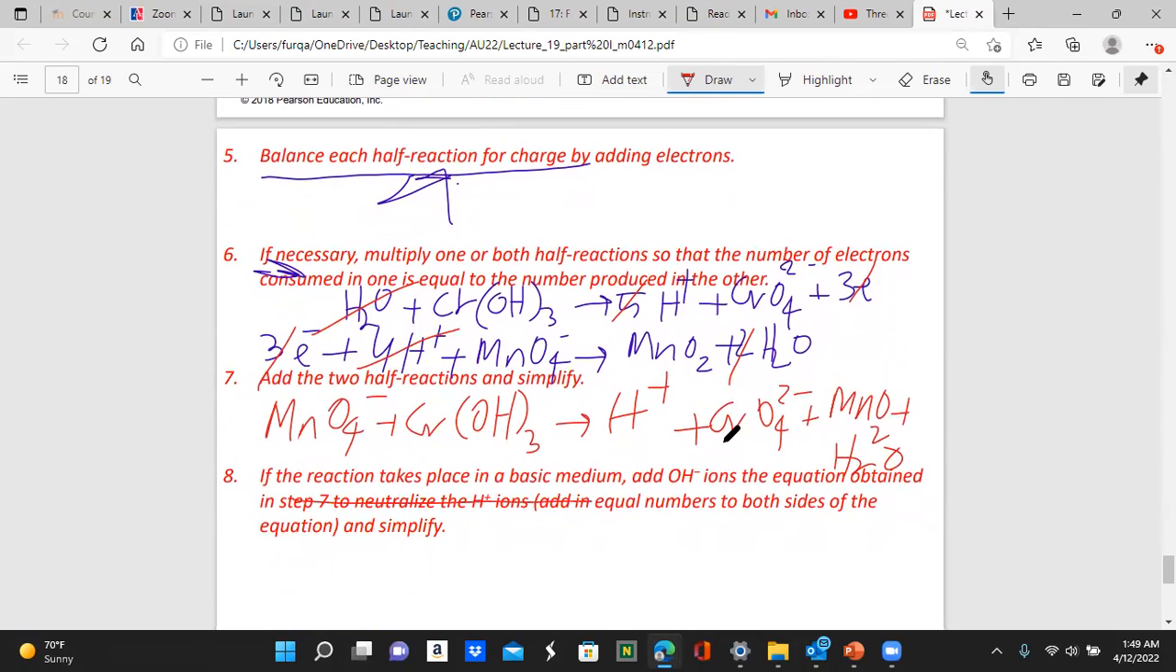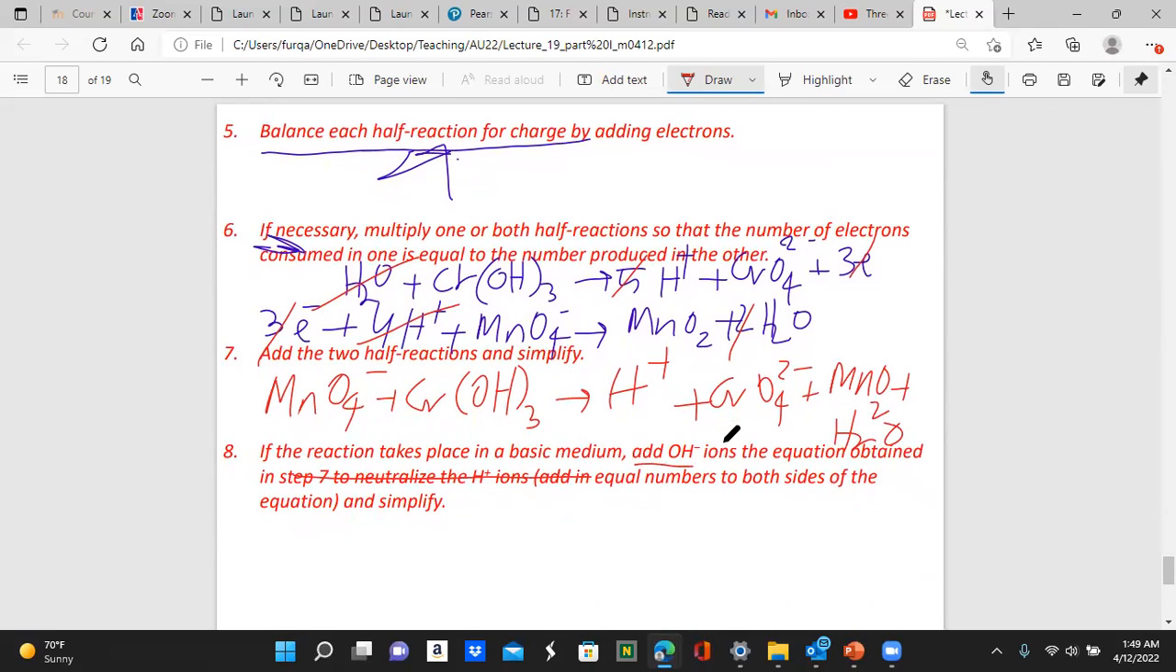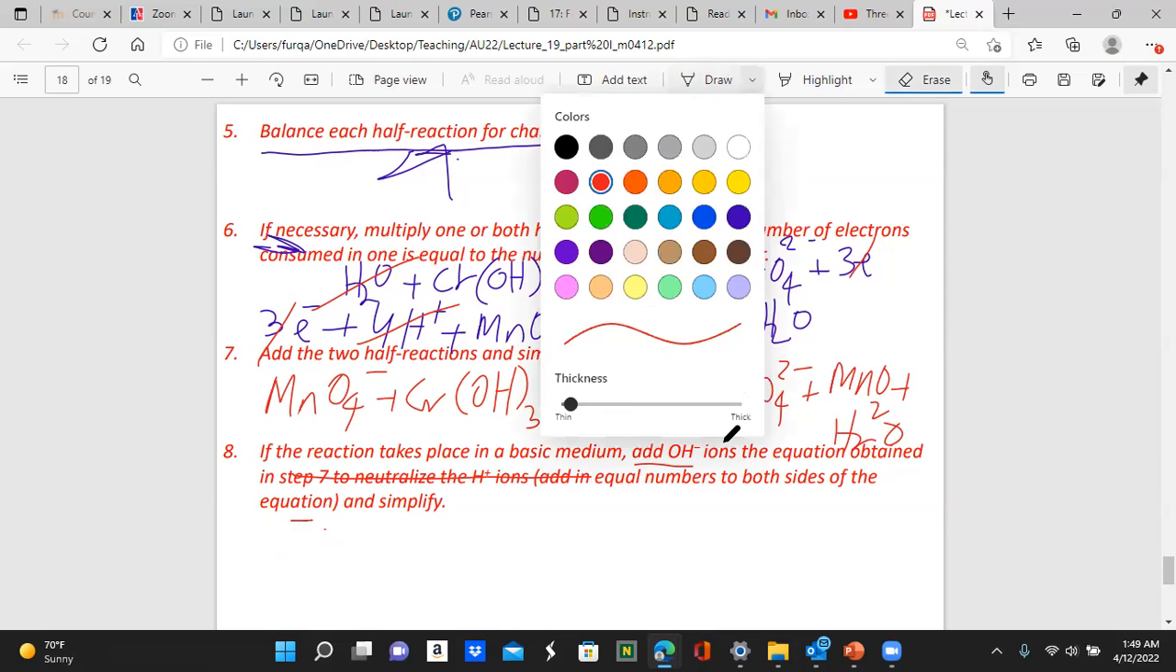If the reaction takes place in the basic medium, add OH minus ions to the equation obtained in step 7 to neutralize the H plus ions. Okay. So we have to add, let's say, OH minus, because I have only one H plus there. So plus, sorry, and the red thing is not working well, so I'm going to use a different color.